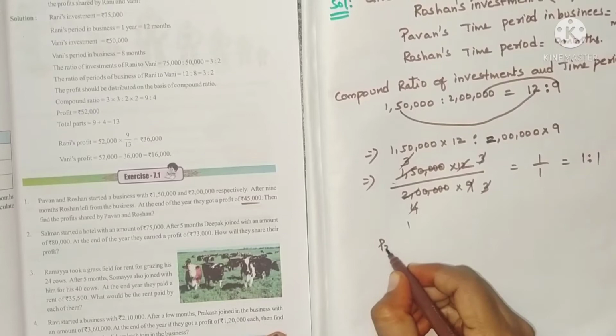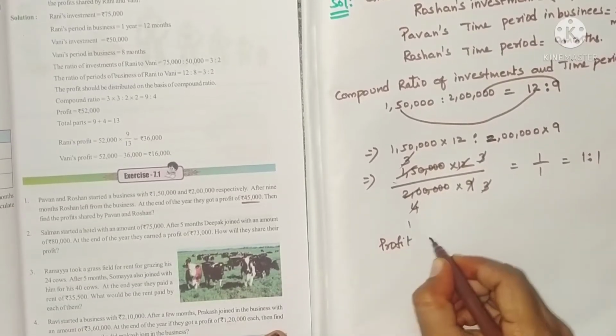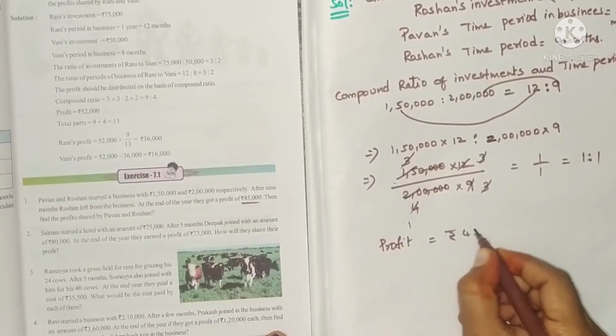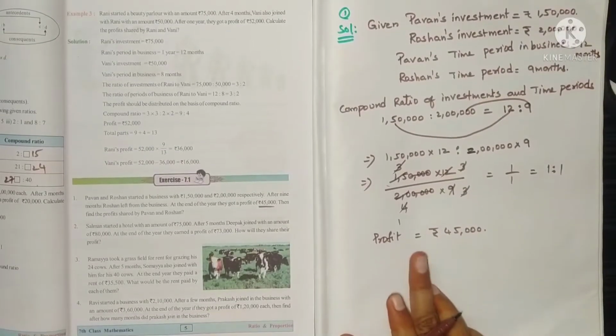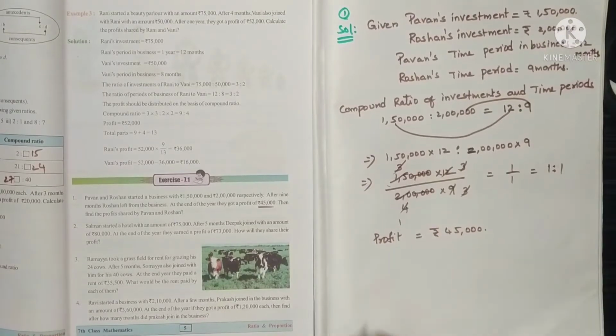So what is the profit here? They got a profit of rupees 45,000. So the profit should be shared in the ratio of this compound ratio.